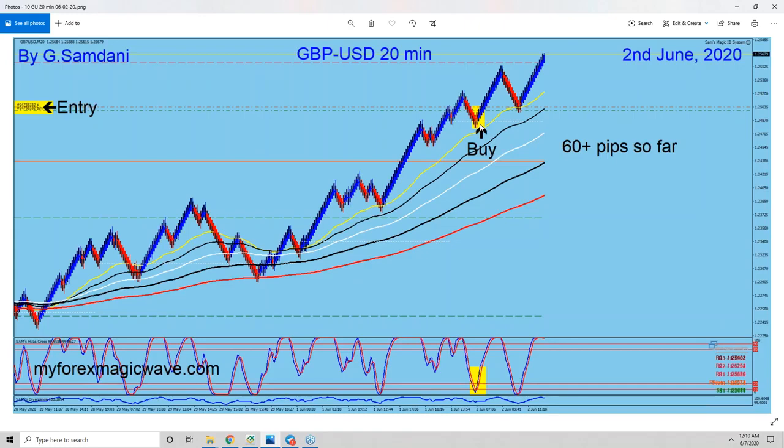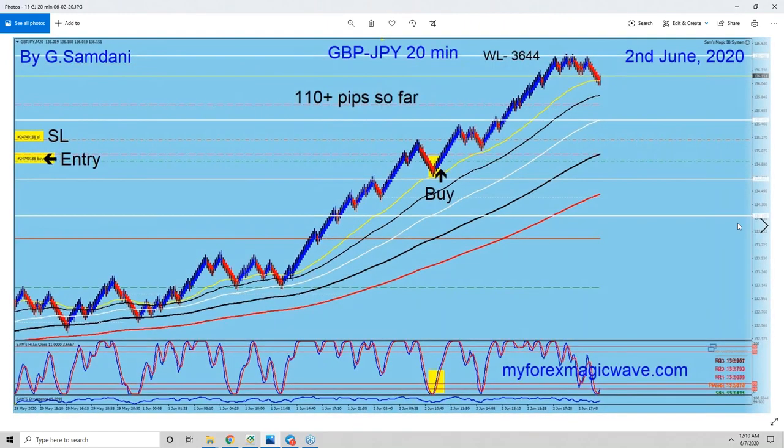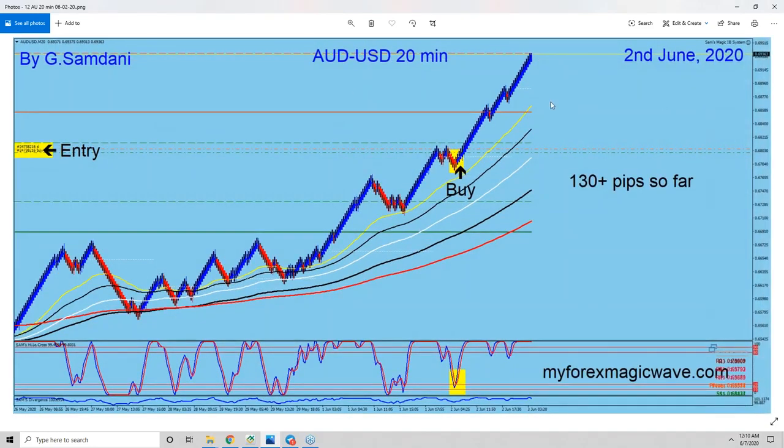So pound USD here, buy entry on the second. Let me speed up a little bit because there are a lot of trades. Pound yen, 110 pip to the upside on the second. On the second again, Aussie USD, for 130 pip from here to here.